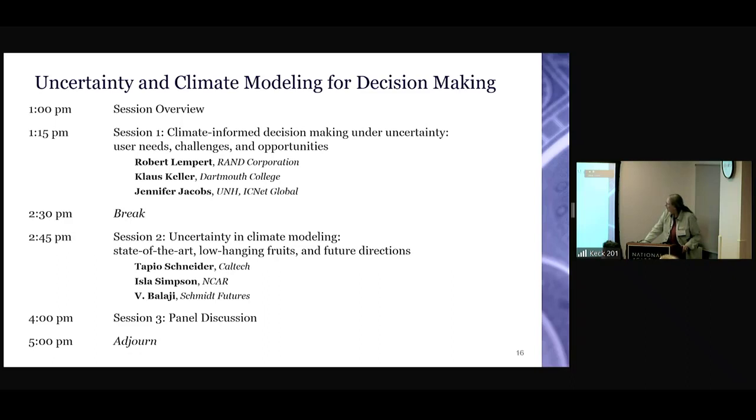The session two after the break will be uncertainty and climate modeling, state-of-the-art low-hanging fruits and future directions. And then the grand finale will be a panel discussion from 4 to 5. And I think that's going to be a great discussion, actually. So there we are.